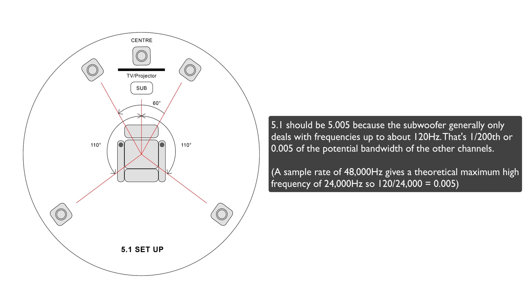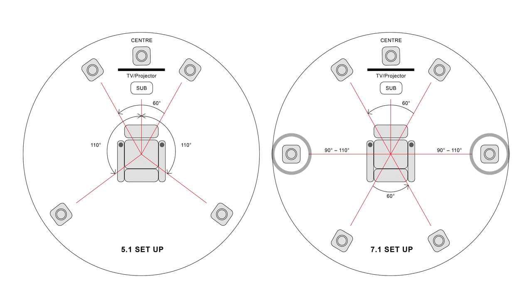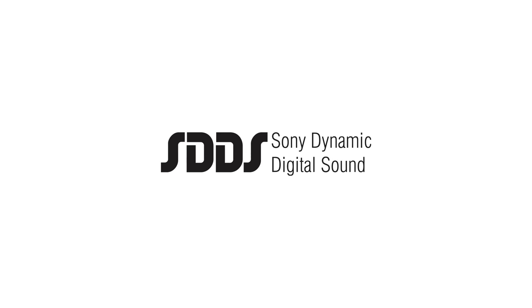With 7.1 surround sound, the left and right surround speakers are moved more towards the side of the listener, and we gain a couple of extra channels in the form of surround back left and right. At this point, I should probably mention another 7.1 format which is no longer used. In 1993, Sony debuted the Sony Dynamic Digital Sound, or SDDS system. This used 5 speakers across the front and 2 surround channels along with a subwoofer. Over 1,400 films were mixed in this format, up until the final releases in 2007.